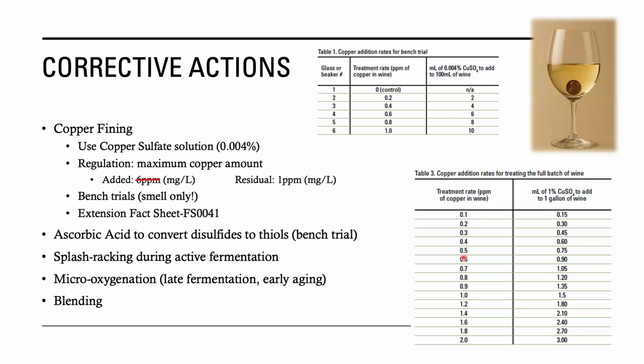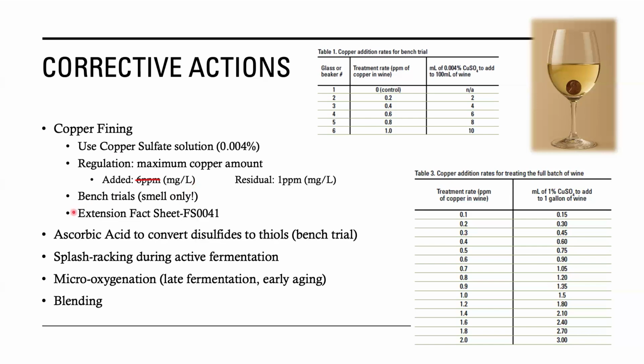These are just some of the tables from the fining trials. I recommend doing bench trials for anything you're going to add into a wine just to see what it's going to do and how much you really need to add. You really need to do this for your copper fining. You really need to find out what is the lowest amount possible to achieve the reduction in aromas that you are looking for. When you do your bench trials, smell only. Don't taste these things. You're putting copper in there. They're smell only, aroma only.